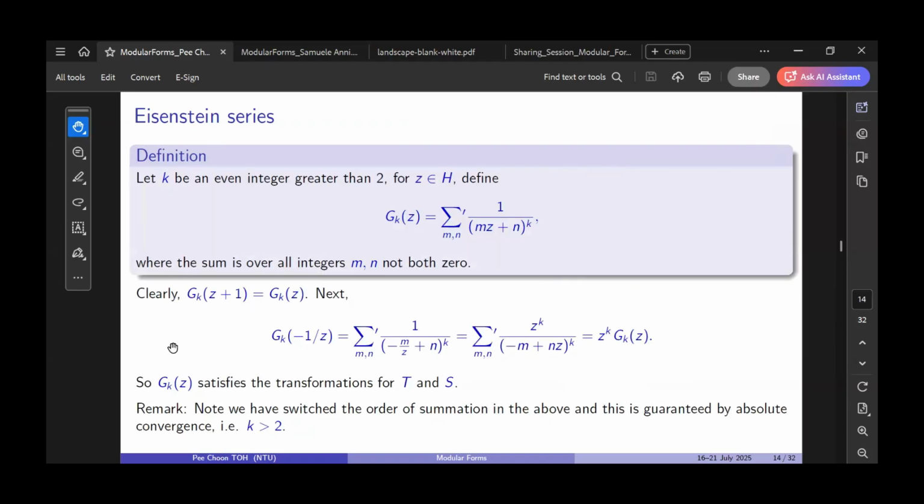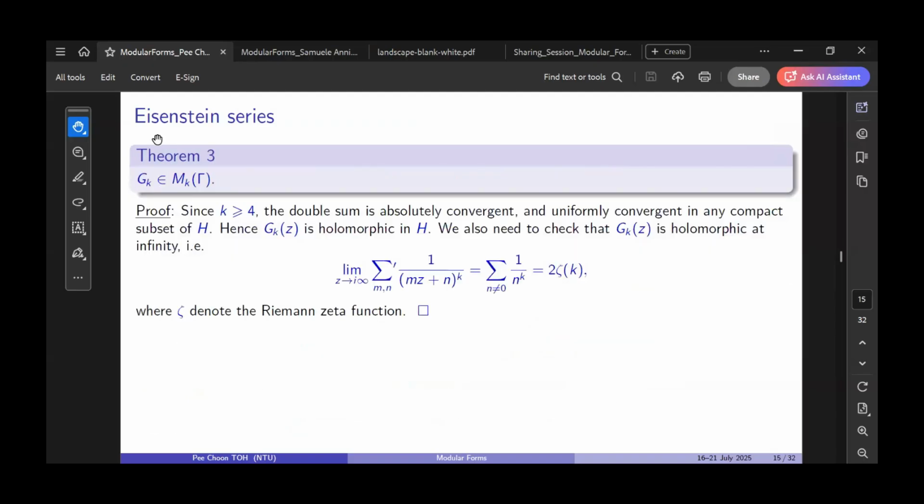As we have proved before, because it satisfies the two conditions, then g_k is an element of M_k(Γ), or basically g_k is a modular form.